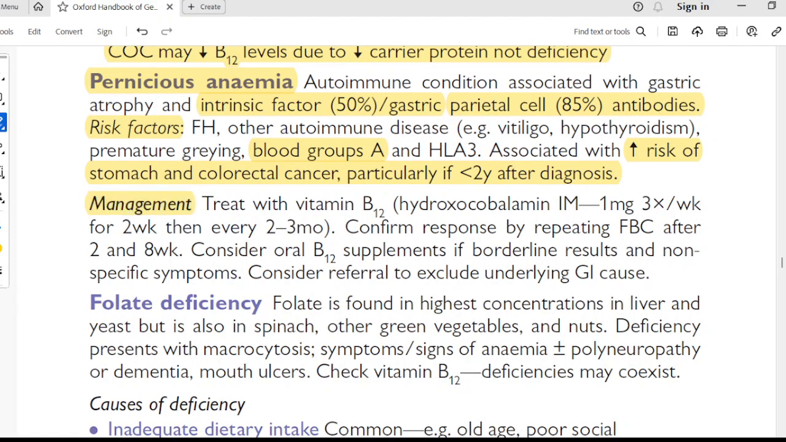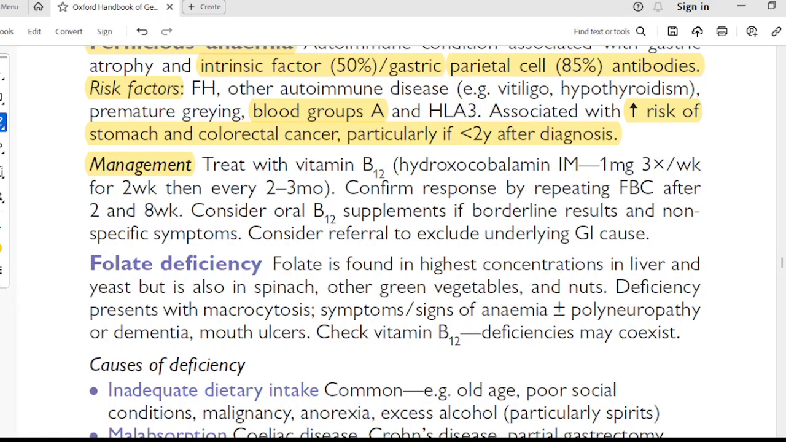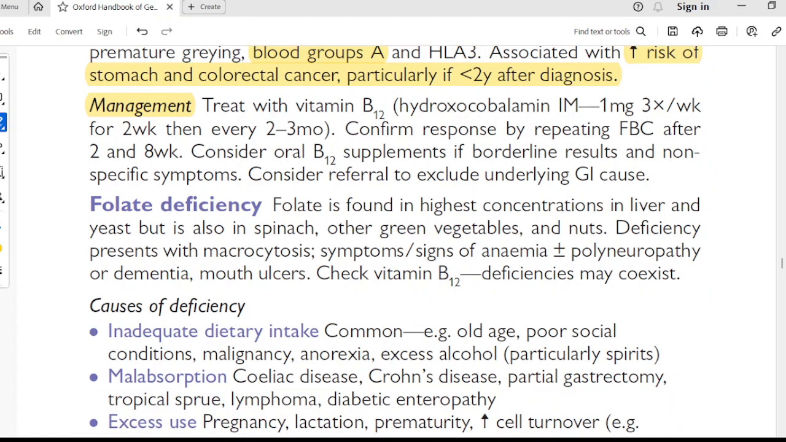Management. Treat with vitamin B12, hydroxycobalamin IM 1 milligram 3 times per week for 2 weeks, then every 2 to 3 months. So how do you treat B12 deficiency? Give hydroxycobalamin IM 1 milligram, 3 per week. So in a week you give it 3 times, for 2 weeks, and then every 2 to 3 months. Initially the course will be 6 injections in the first 2 weeks, and then every 2 to 3 months you will give 1 injection.